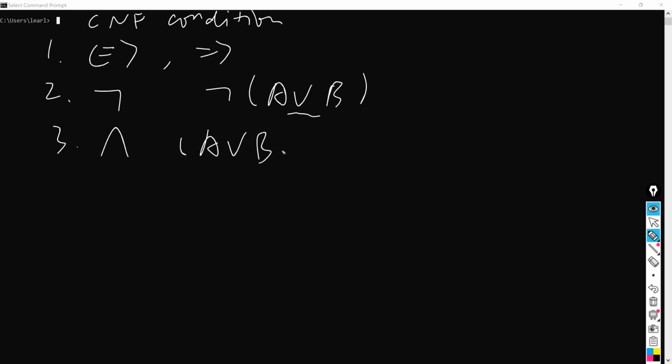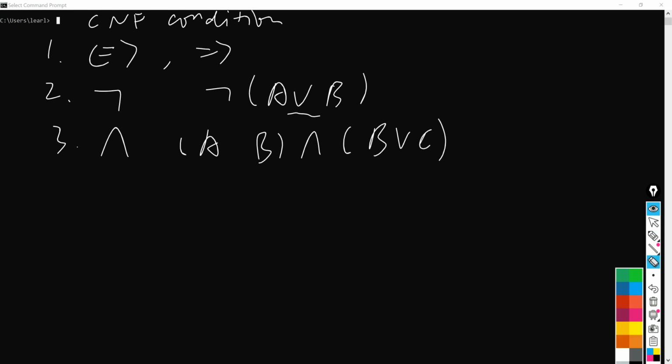So for example, this is a valid CNF term. However, if let's say we change this OR sign into an AND sign, then this is not. So yeah, there's just some very basic differences. So I would like to give you guys two examples to demonstrate, to illustrate these ideas.